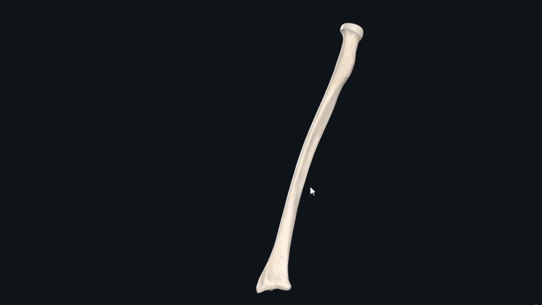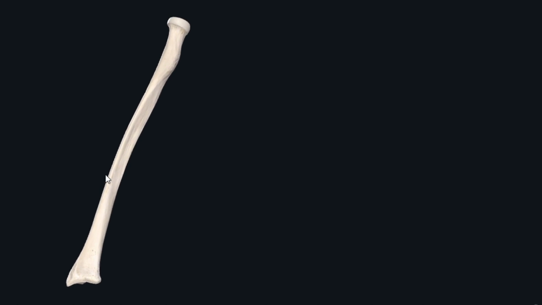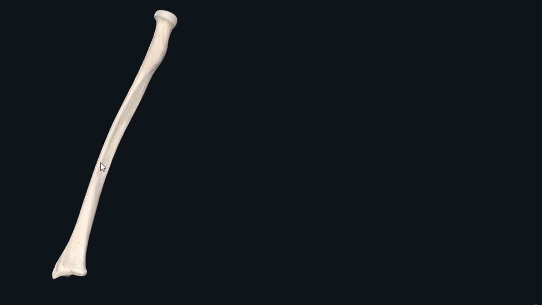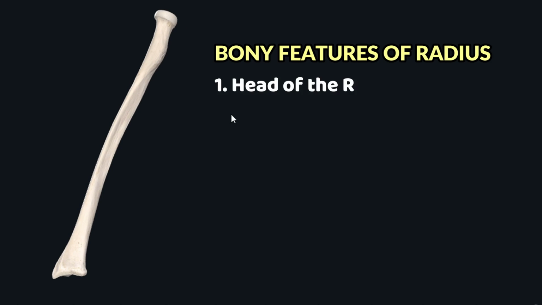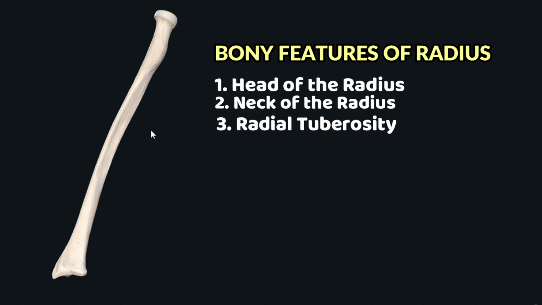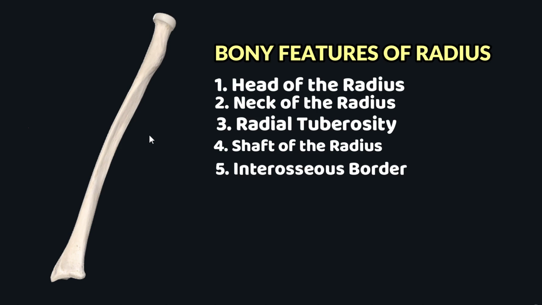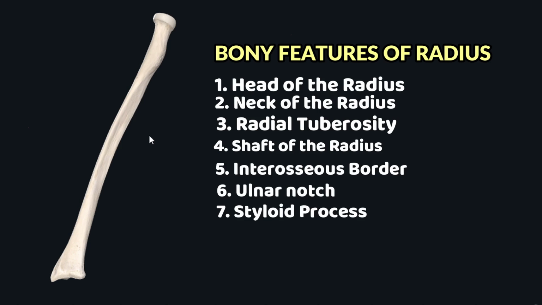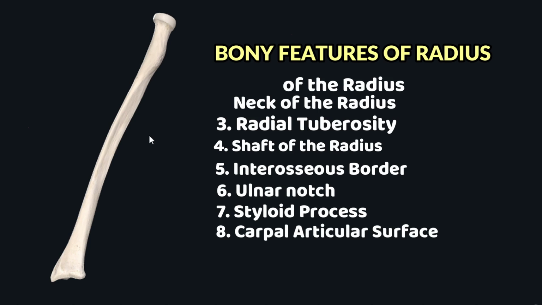So the radius is this typical long bone and it has the following bony features: the head, the neck, the radial tuberosity, the body or shaft, the interosseous border, the ulnar notch, the styloid process, and the carpal articular surface.